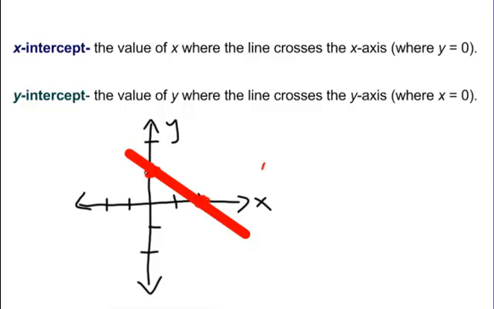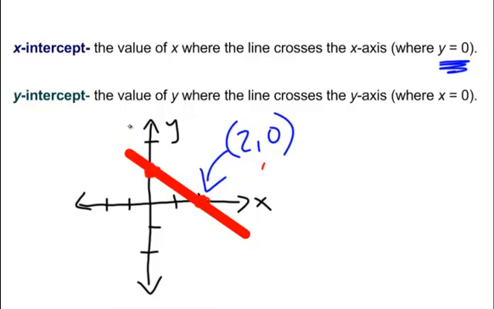So the x-intercept is wherever it touches the x-axis. Right here, the x-intercept is at 2, 0. The axis intercepts the line at 2, 0. And look, y equals 0 here. So wherever it touches the x-axis is the x-intercept.